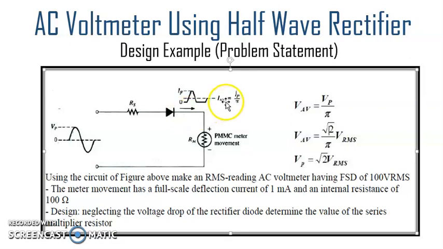One equation is I average is equal to I peak over pi, and the other equations are given as V average is equal to Vp over pi, or V average is equal to root 2 over pi into V RMS. This equation that we already know exists for VRMS: VRMS is equal to V peak over root 2. So our first aim is to determine this value of RS.